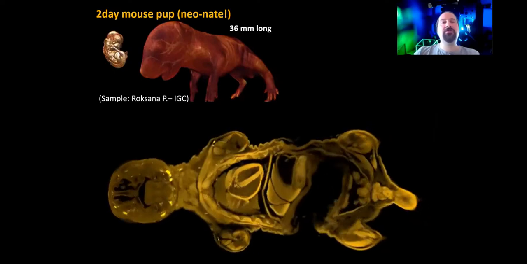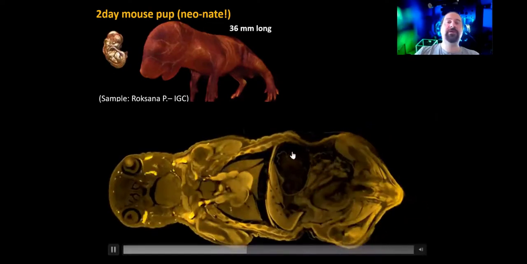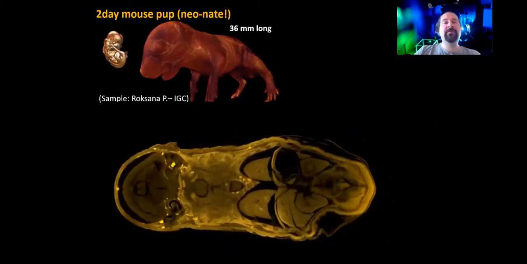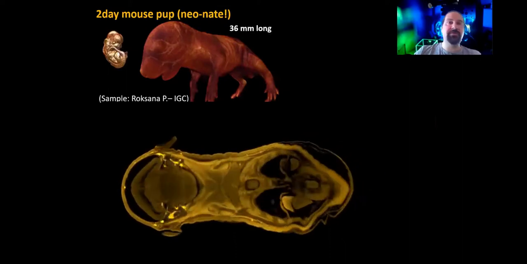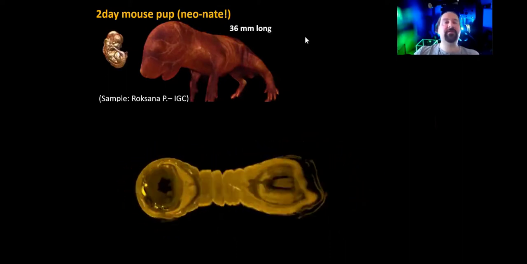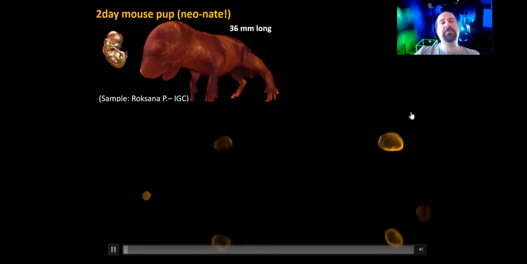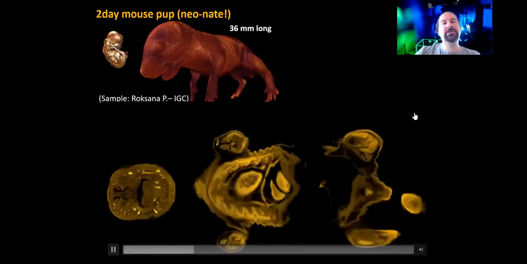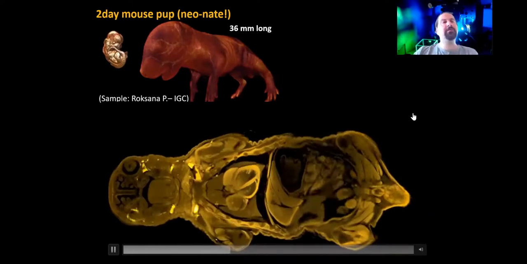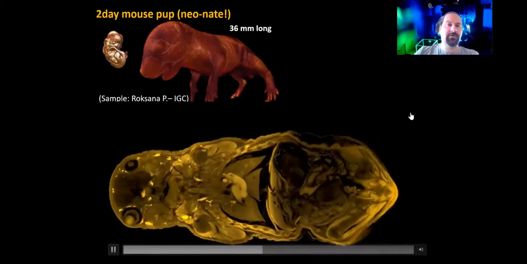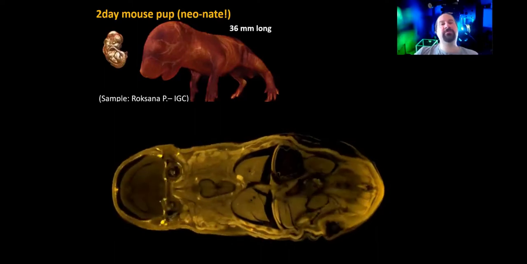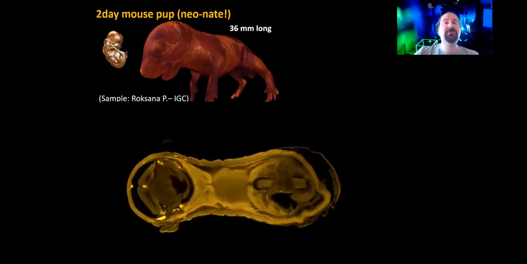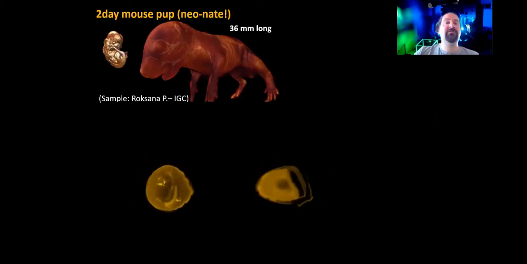It's incredible how much detail you can get, and bear in mind that you're not really seeing the full resolution of this. This is a 6 gigavoxel data set that we obtained from this 3.6 centimeter long mouse pup. And the resolution that you obtain with this is, if I'm not mistaken, about 10 microns, which is not cellular resolution, but tissue level resolution. This is 3D virtual histology.